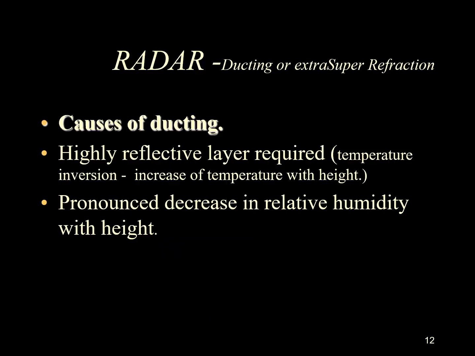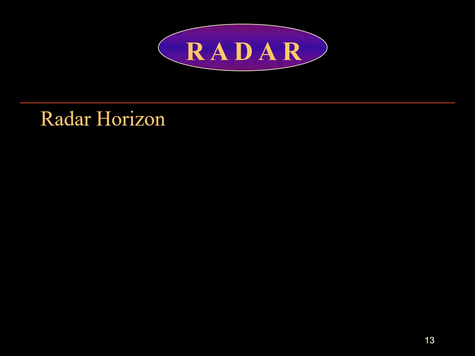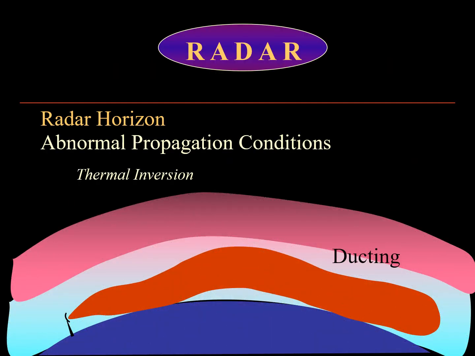Atmospheric conditions normally associated with ducting include a highly reflective layer, that is, a pronounced temperature inversion where temperature actually increases with height, not decreases with height, and a pronounced decrease in relative humidity with height. It must be remembered that super-refraction causes an increase in the detection range of targets, not an increase in range accuracy. Ducting can cause the presence of a particular false echo on the display, the second trace. This is the thermal inversion where the temperature increases with height rather than the usual decreasing of temperature with height.